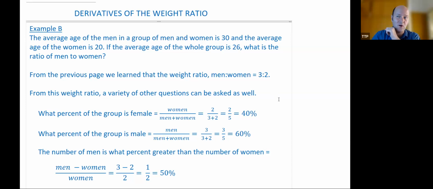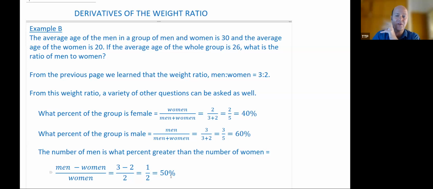From this weight ratio, there's a bunch of questions that the GMAT can ask you and that you can answer. For example, what percent of the group is female? That would be the women's 2 over 3 plus 2, 2 out of 5, or 40%. What percent of the group is male? 3 over 3 plus 2, or 3 over 5, 60%. The number of men is what percent greater than the number of women? You could use the 3 and 2 ratio to do a 3 minus 2 over 2 percent change for 50%.